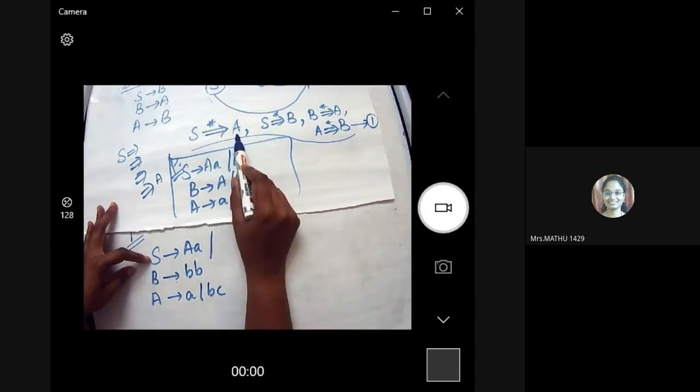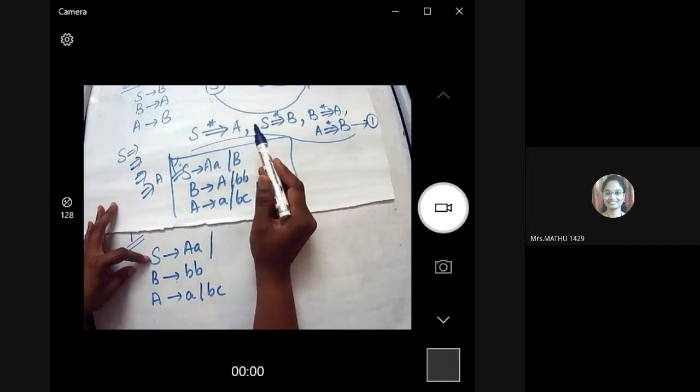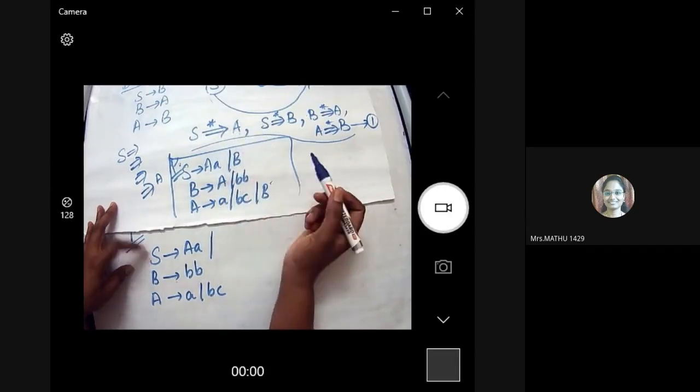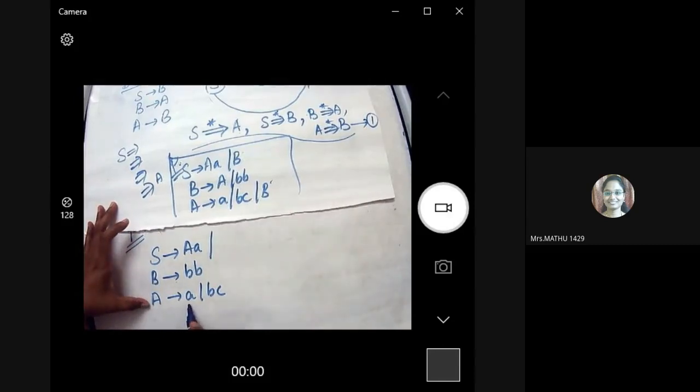Is that clear? We are going to substitute. So for A, what are all the productions we have that we are going to include in S, because S is able to derive A. So what is the A production we are having here?